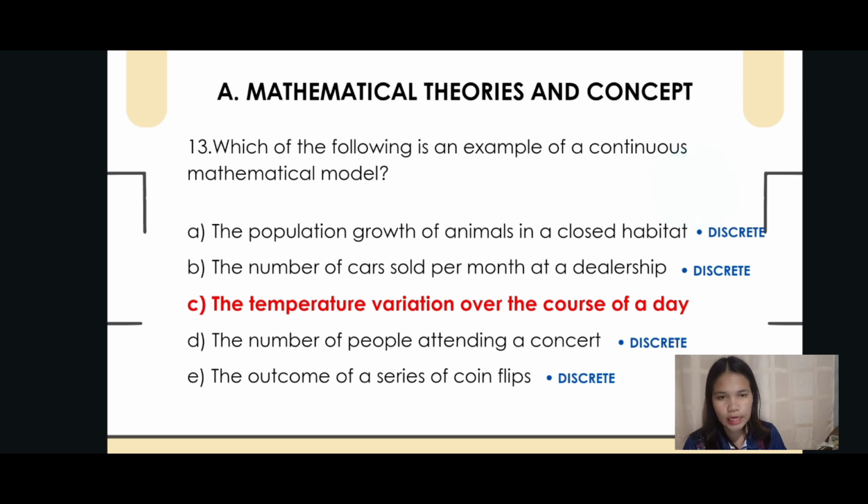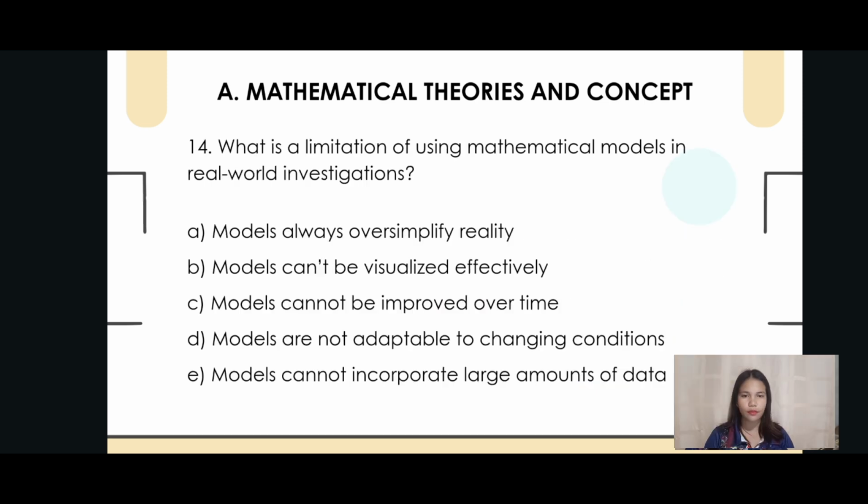So why? A continuous mathematical model describes phenomena that change smoothly and can take on any value within a given range, typically represented by real numbers. In this case, temperature variation over the course of a day is continuous because temperature can be measured at infinitely many points during the day, and it changes in a smooth, uninterrupted manner. It does not jump from one value to another, but varies gradually over time, making it a continuous variable.